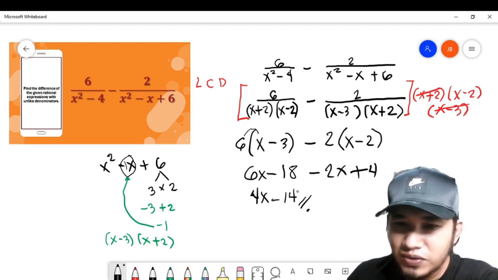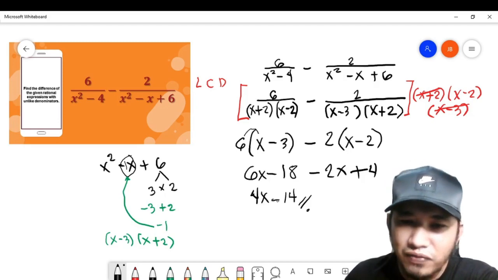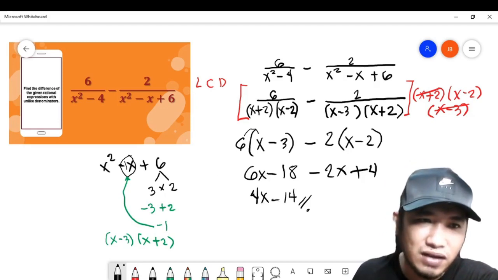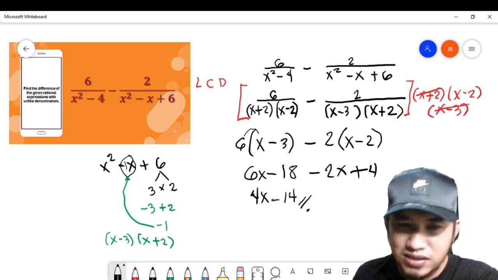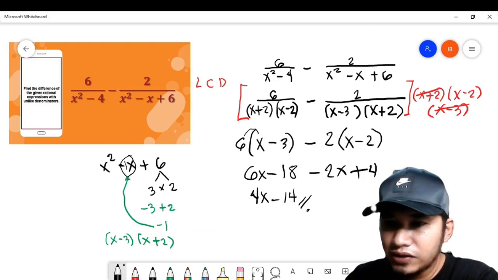Okay, so that is the final answer for 4x minus 14. Nasagot ba natin yung find the difference of the given rational expression with unlike denominators? Yes. Alright. So next.